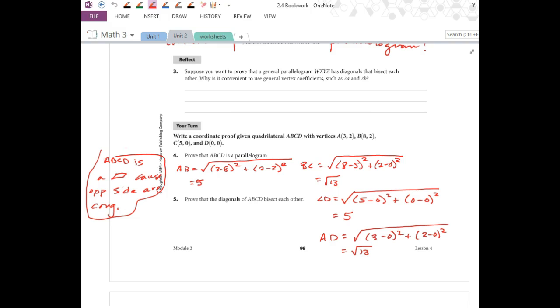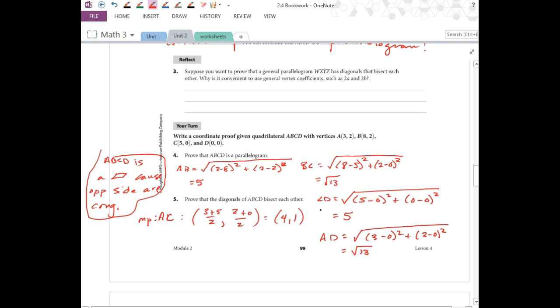Okay, so which 2 points are diagonals from what to what? A to C. So let's start with A to C. So the midpoint of AC. Do you like my abbreviation? So you add the x's and divide by 2. So it'd be 3 plus 5 over 2. And then do the same with the y's. 2 plus 0 over 2. So yeah, I would agree 4, 1, right?